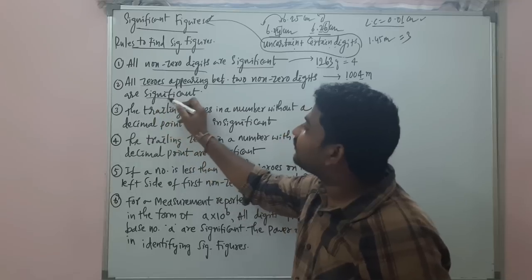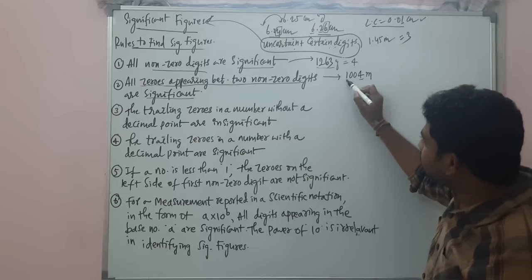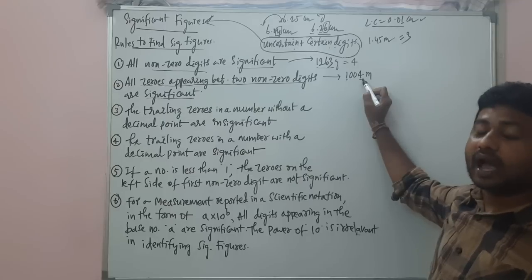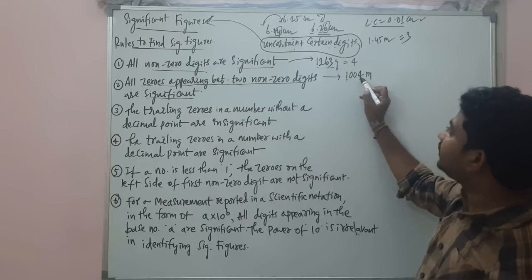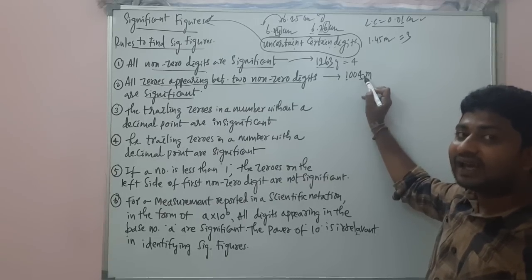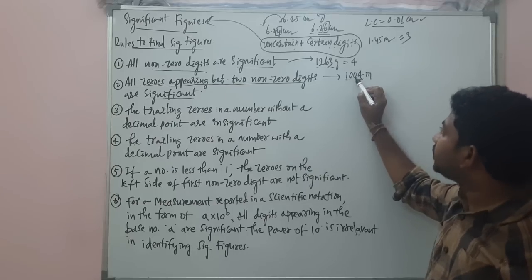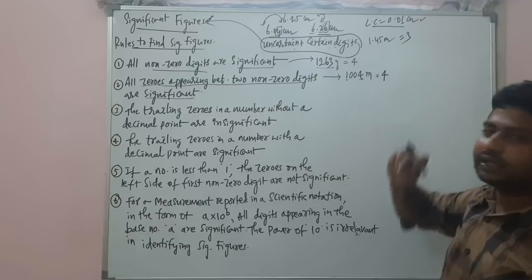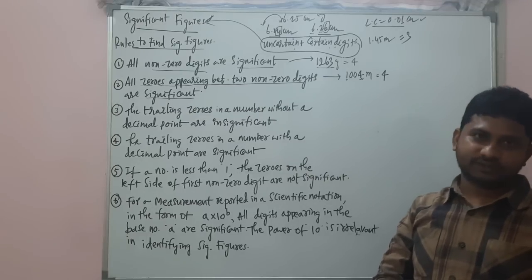Carefully see, significant. How many significant figures are here? 1, 2, because they are non-zeros. And these are the two zeros present in between non-zero digits. So 1, 2, 3, 4. So the total number of significant figures here is 4. Alright? Alright, my dear students.